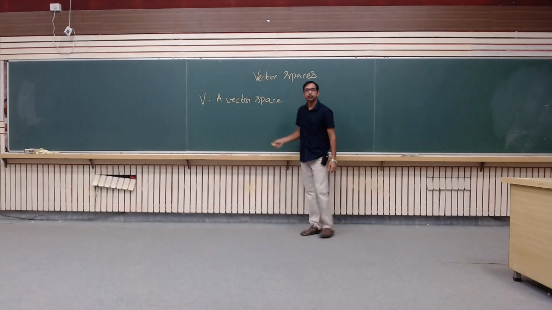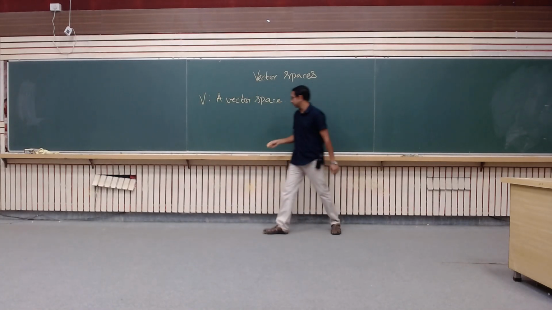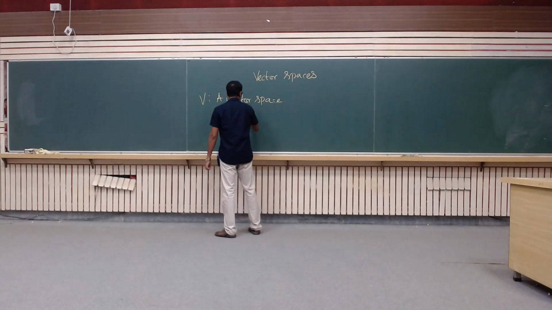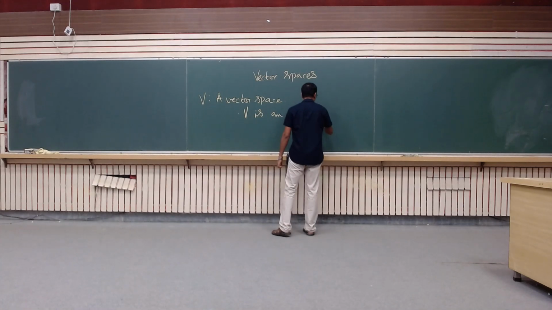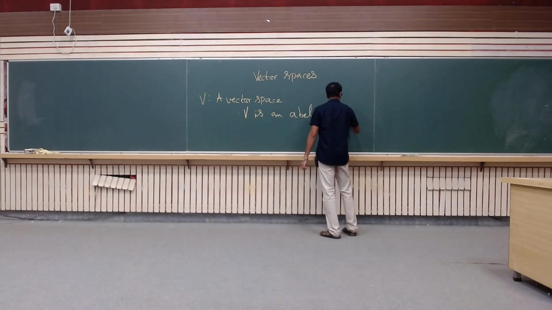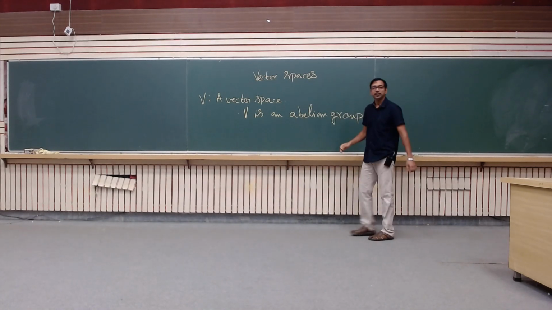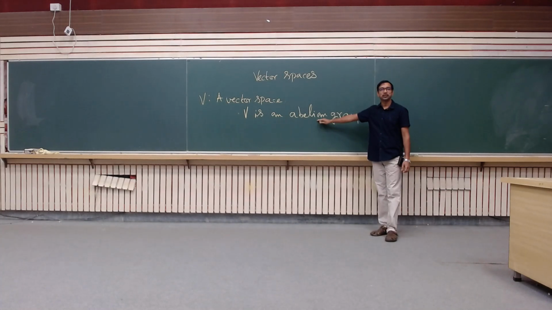So a vector space V, we call V a vector space if it has two properties. The first is that V is an abelian group. Now again, this term, abelian group. Please raise your hand without any hesitation if you do not recall what an abelian group is.